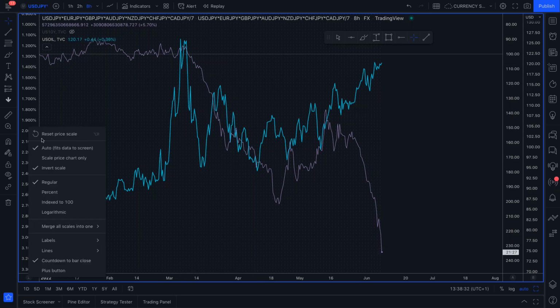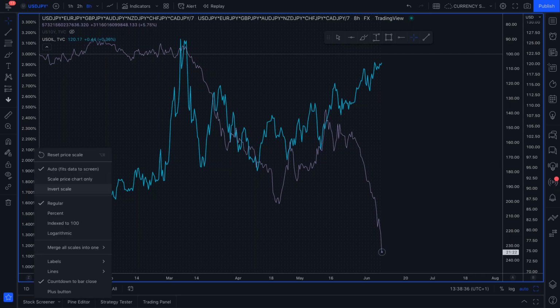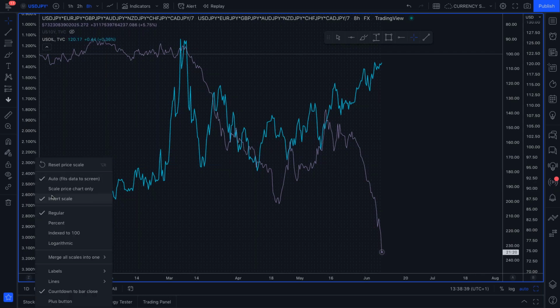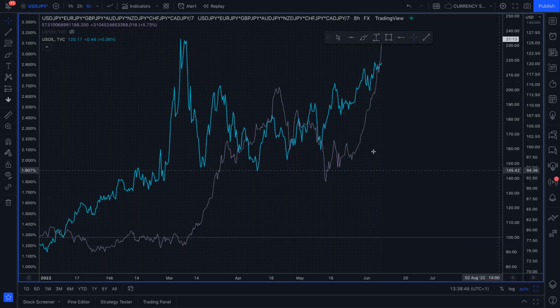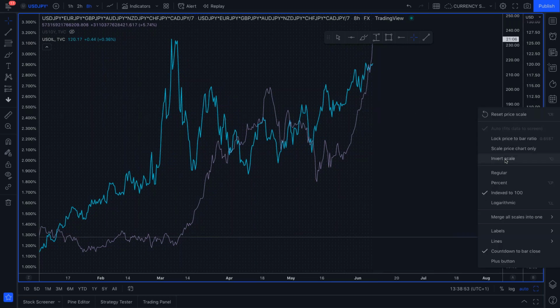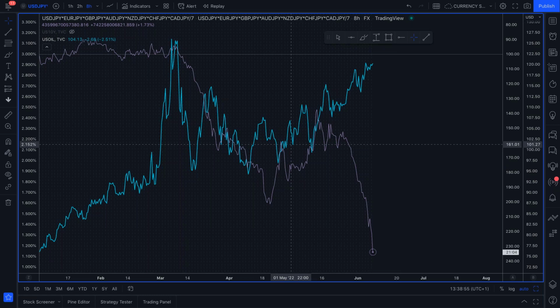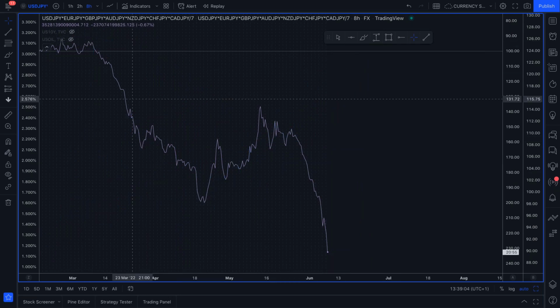Now let me just invert that scale. Where's oil prices there? There we go. You can see higher oil prices weaken the yen. So I've inverted the yen there. As oil prices gain, the yen weakens. There we go. Right, lovely.